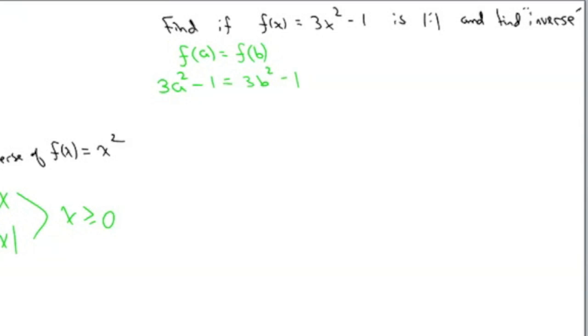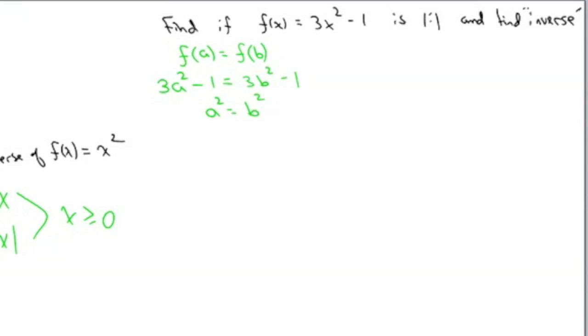And you pretty much assume you're solving for a. So if you solve for a, what happens to the 1s? Cancel out. What happens to the 3s? They cancel. So you get a squared is equal to b squared, which means that a is equal to b. A is equal to b. Write it out.